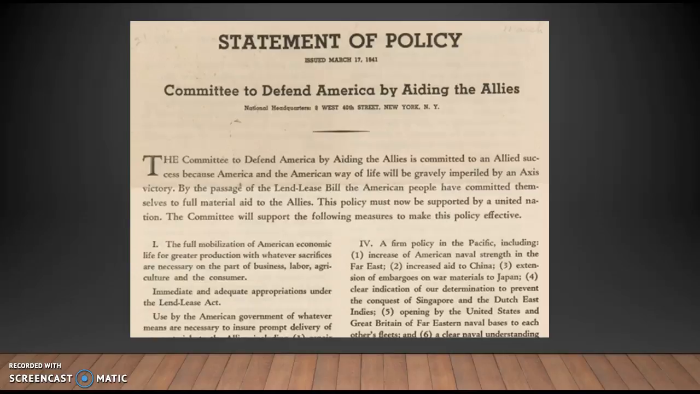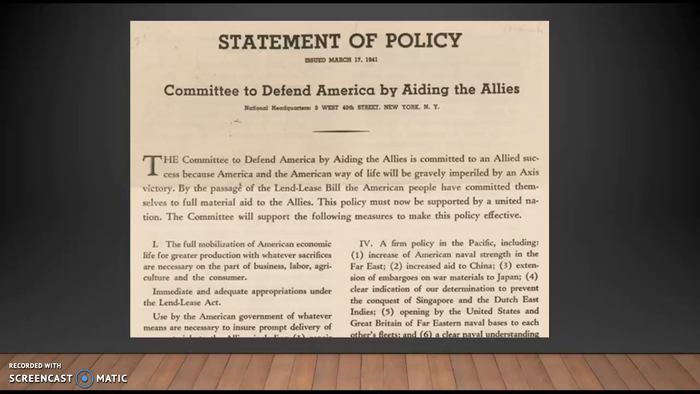So again, here is our broadside for tomorrow. We might start by reading the first paragraph. The Committee to Defend America by Aiding the Allies is committed to an Allied success because America and the American way of life will be gravely imperiled by an Axis victory.